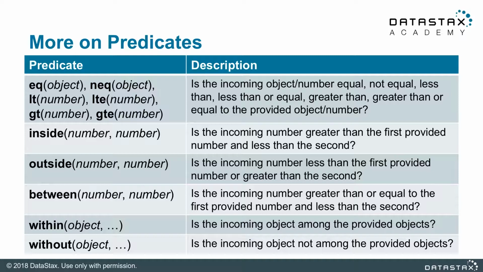Within expects to take a list of 1 or more objects, and it returns true if the incoming object is represented in that list. Without is like the inverse of within, a negation. If the incoming object is not in the list, it returns true. If the incoming object is in the list, without returns false. So far we only used predicates with has step, but there are other steps like where and is that are going to use predicates as well. Keep this list of predicates handy, as they will pop up in many different types of traversals throughout this training.